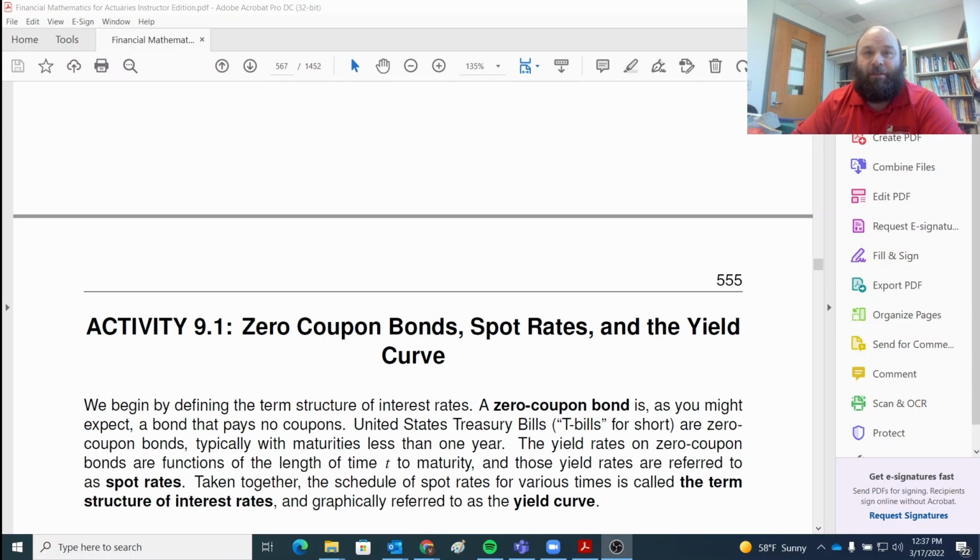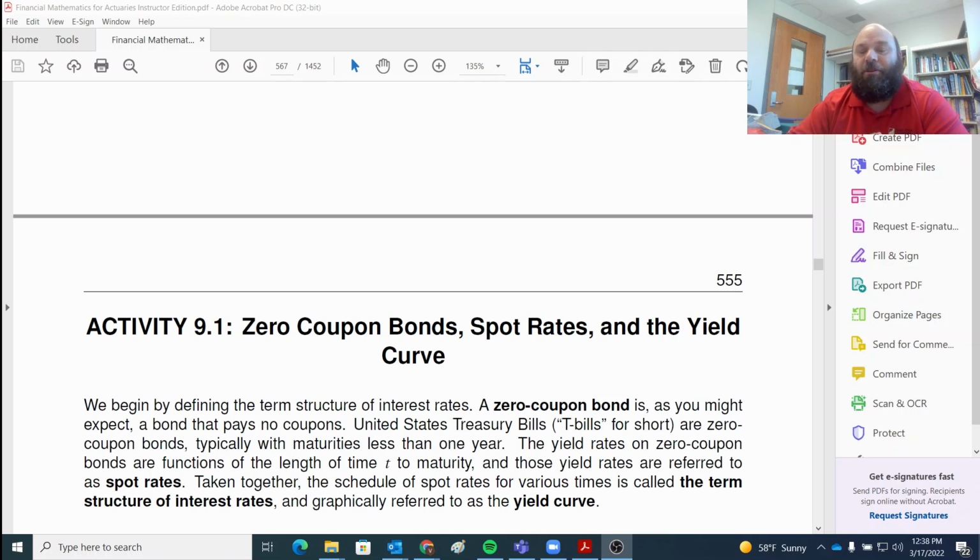This chapter is about the term structure of interest rates. These are interest rates predicted to change over time, where we use the bond market to infer what the market's expected rates are. So we begin in activity 9.1 with zero coupon bonds, spot rates, and the yield curve. And the yield curve is essentially used synonymously with the term structure. So we begin this chapter by defining these things.